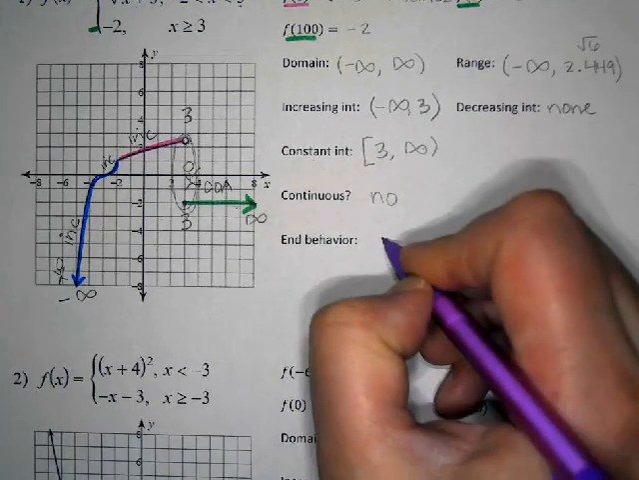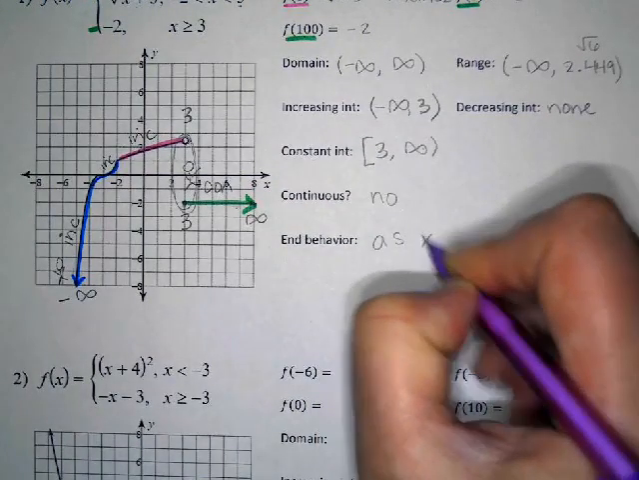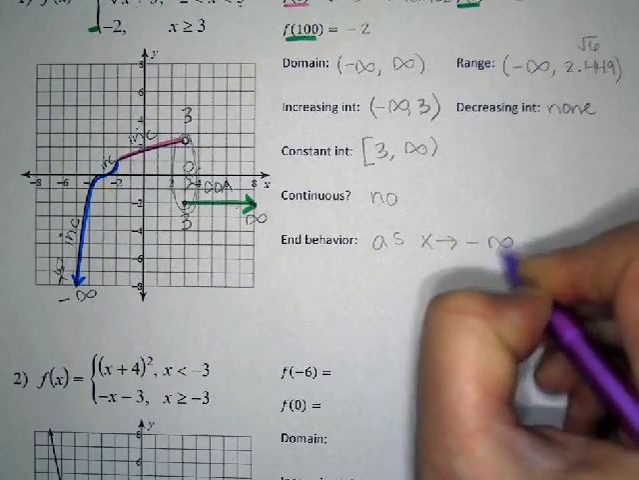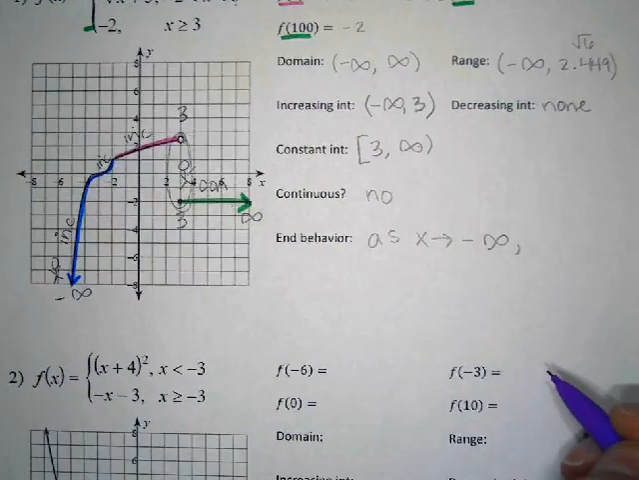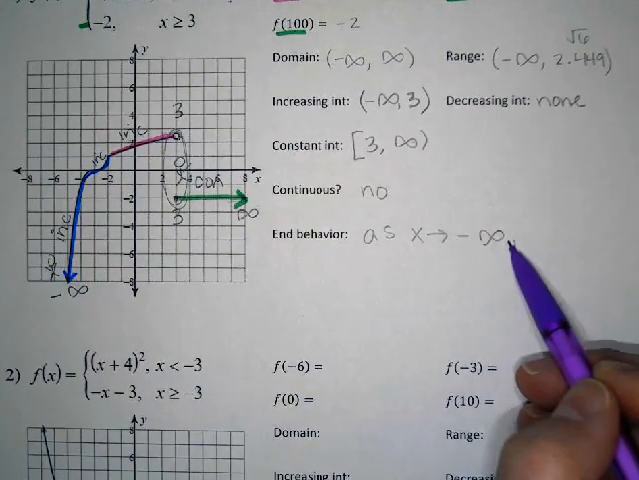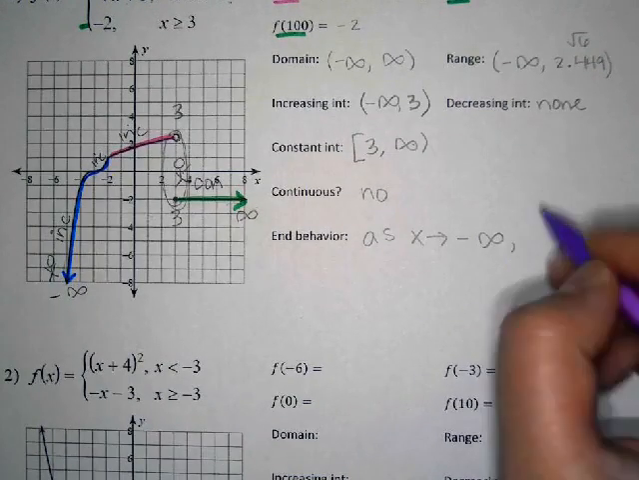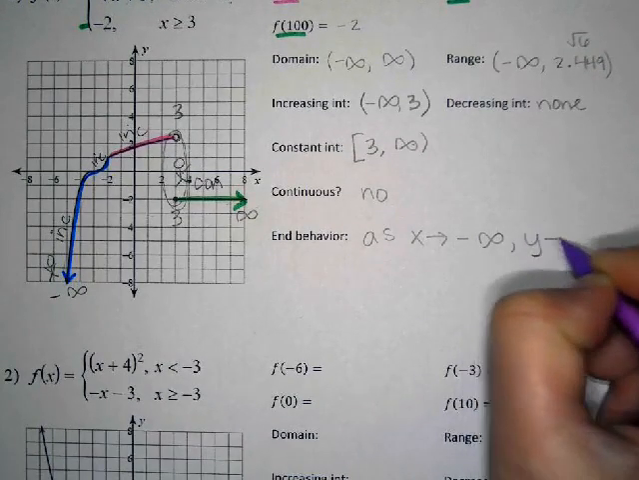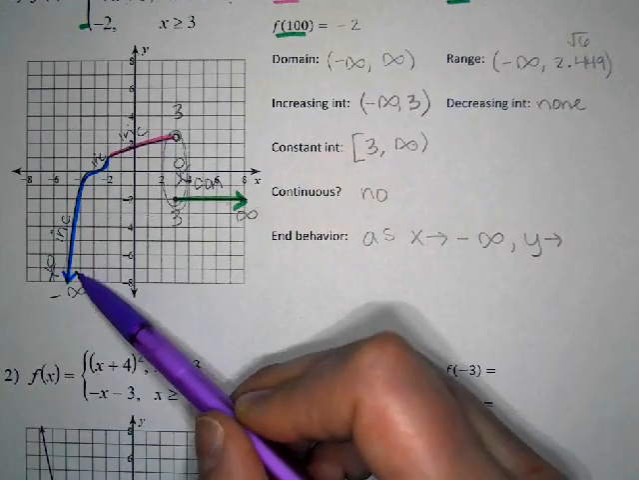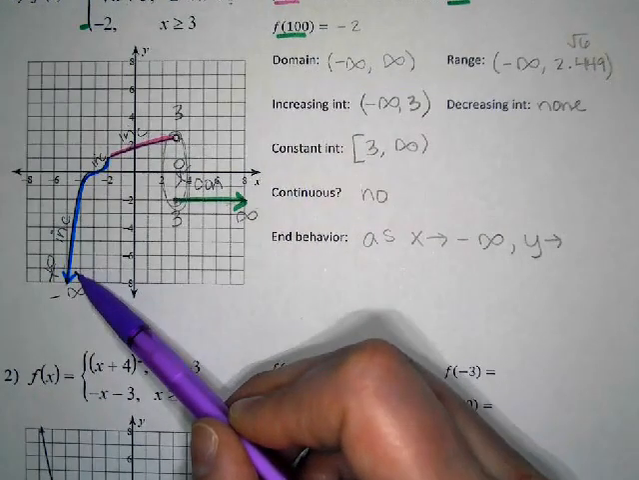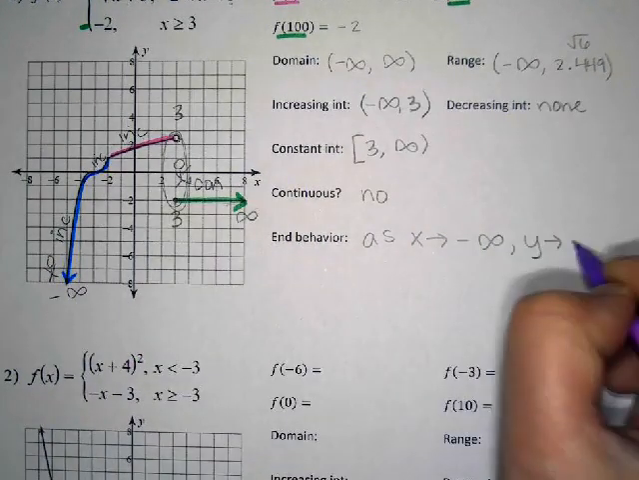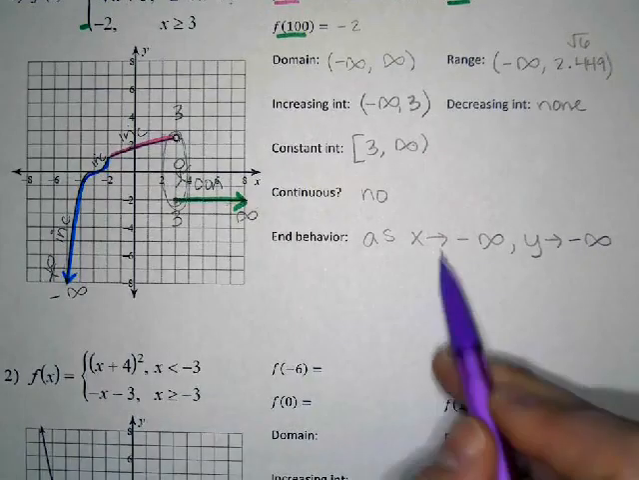As x goes to negative infinity, that's me looking at my left arrow. And when I look at my left arrow, what is the left arrow doing? Which direction is it pointing? It's pointing down to negative infinity. My left arrow is pointing down to negative infinity.